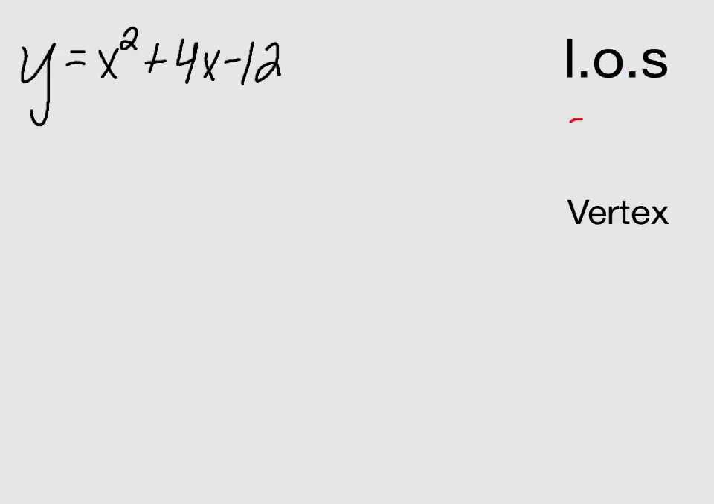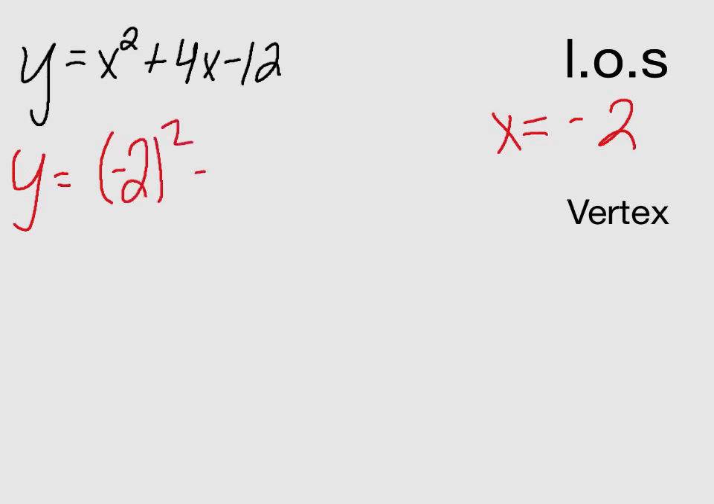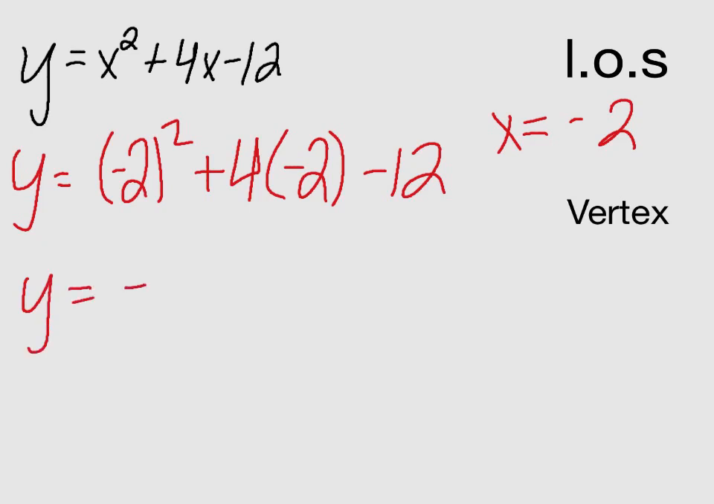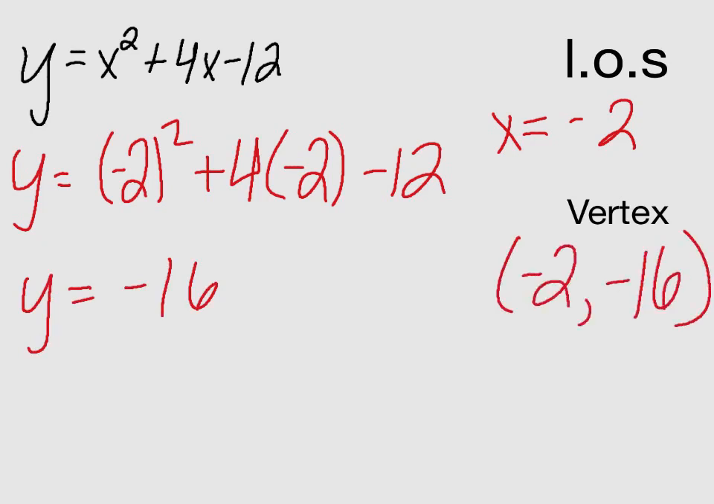Since I know that my line of symmetry is x equals negative 2, now I'm going to plug in negative 2 wherever I see an x in my equation. So y equals negative 2 squared plus 4 times negative 2 minus 12. And we're going to type that into our calculator. So I get y equals negative 16. So my vertex is my x value of negative 2 and the y value that I got, which is negative 16.